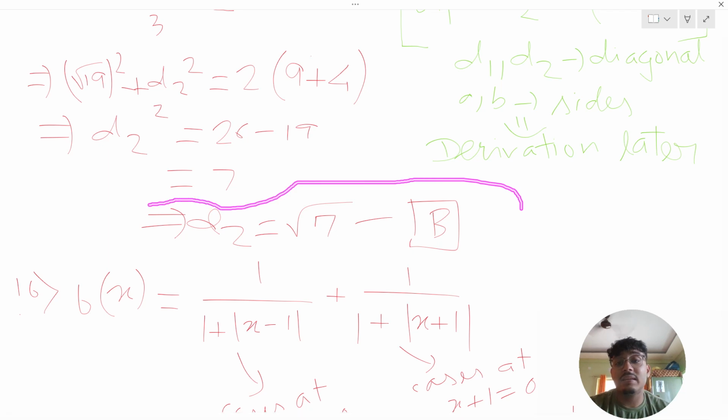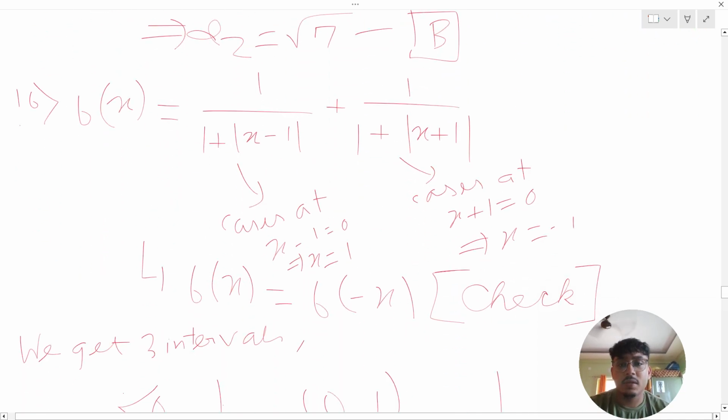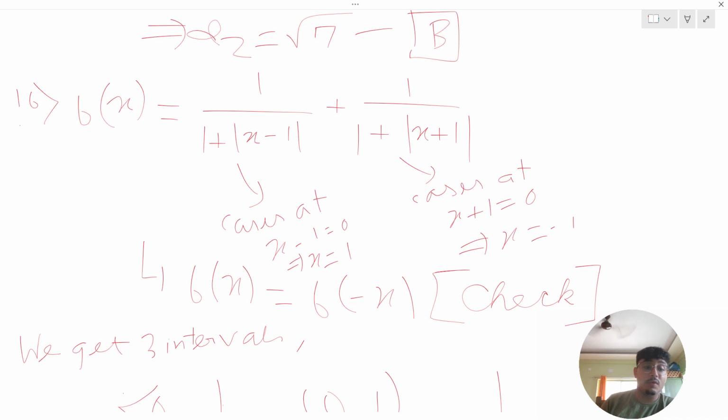I won't be spending more time on this question. This is a purely formula based question. Question number 16. Let me tell you what I have seen in this paper: this paper appears to be quite an easy one in comparison to 2024's paper, the one which I gave.